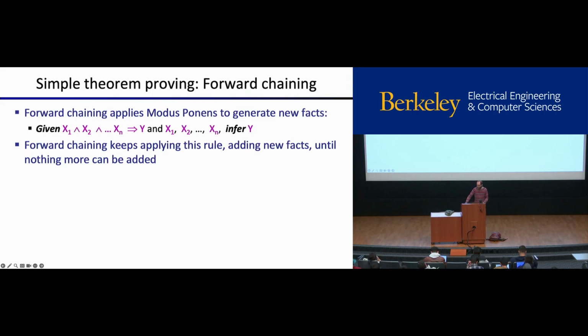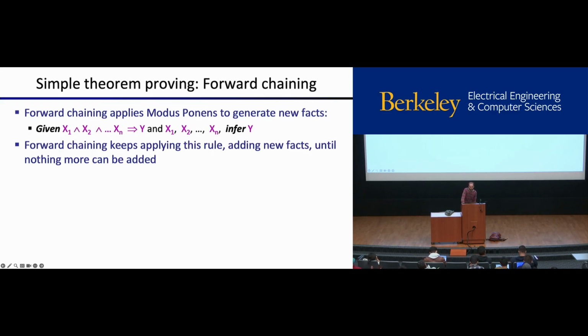Pretty straightforwardly, if you really wanted to show it, you'd have to go back to the definitions of all these symbols. You'd have to write out truth tables for all possible values of all variables. But given that these have the meanings that we intuit, we're not going to go into that. If you have this sentence, x1 and x2 and so on and xn imply y, and it is in fact the case x1, it is in fact the case x2, and so on, then what we'd like to do is infer y. So forward chaining keeps applying this rule, adding new facts until nothing more can be added.